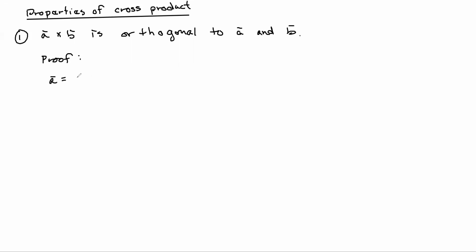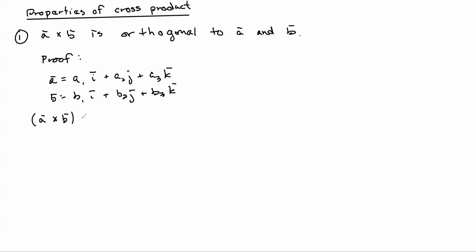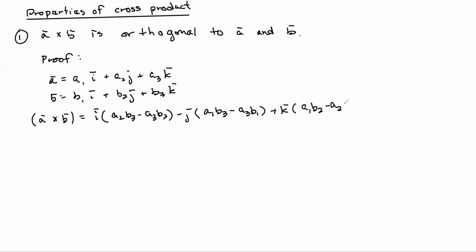So if you have A is A1 i plus A2 j plus A3 k, and you have B, and B is B1 i plus B2 j plus B3 k, and you have A cross B. And here you could just use the definition rather than write out the determinant. It's going to be i times (A2B3 minus A3B2) minus j times (A1B3 minus A3B1) plus k times (A1B2 minus A2B1).